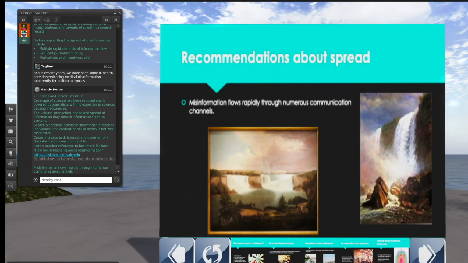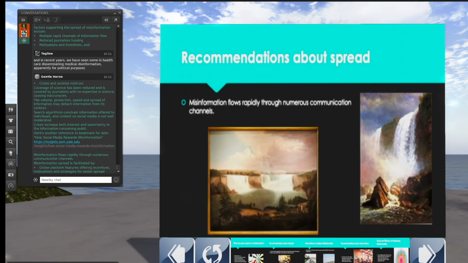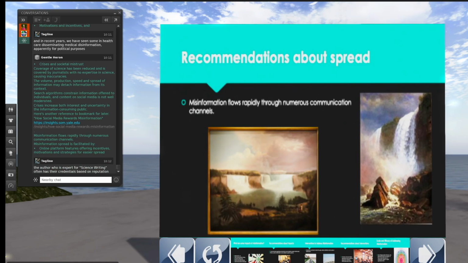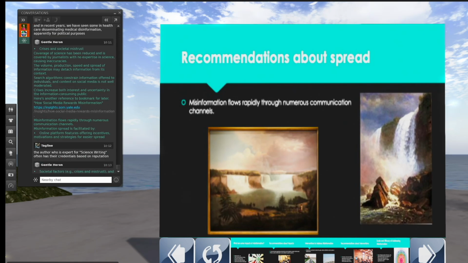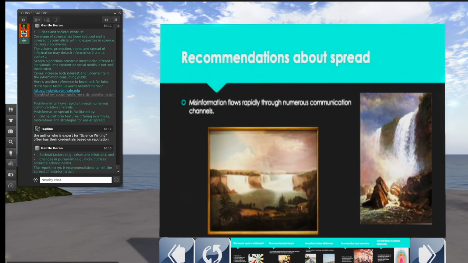Misinformation flows rapidly through numerous communication channels. Misinformation spread is facilitated by online platform features offering incentives, motivations, and strategies for easier spread. Societal factors are involved, like crises and mistrust, and the changes in journalism for more but less accurate science news.